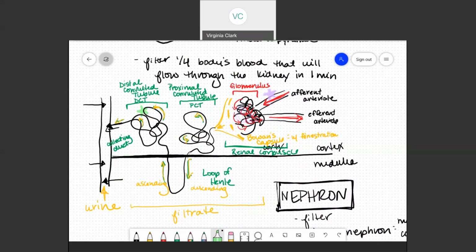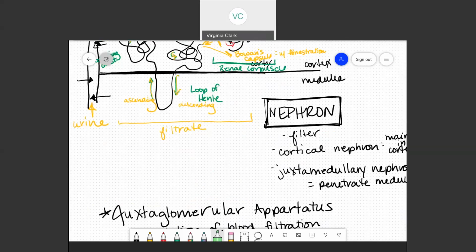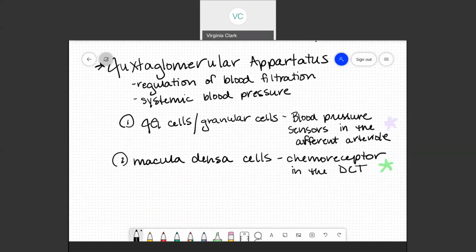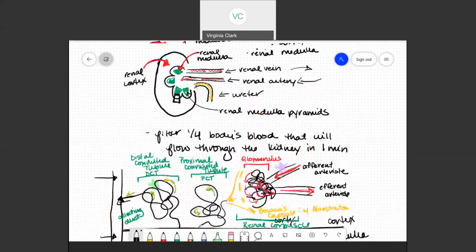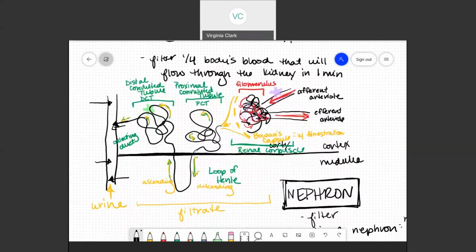And our macula densa cells are a chemoreceptor. The main chemical that they are picking up is going to be the one responsible for pH. So it is looking at the concentration of our hydrogen and the concentration of our OH, mainly this one. So your macula densa cells are picking up on the concentration of your hydrogen ions in your distal convoluted tubule.